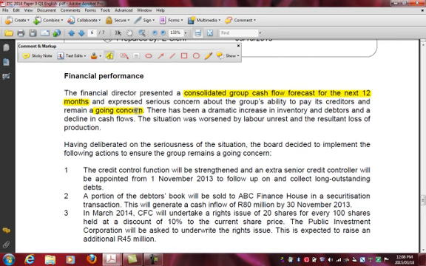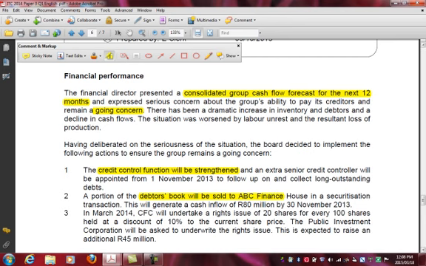remains a going concern. The credit control function will be strengthened. An extra senior credit controller will be appointed to follow up on and collect long outstanding debts. A portion of the debtors book will be sold to ABC Finance House in a securitization transaction. This will generate cash inflow of 80 million rand by the 30th of November 2013.